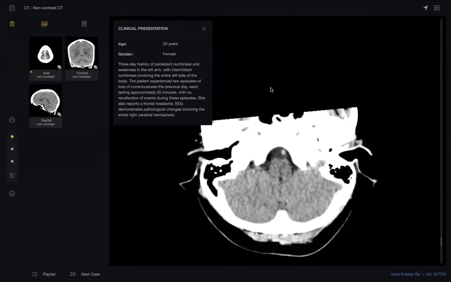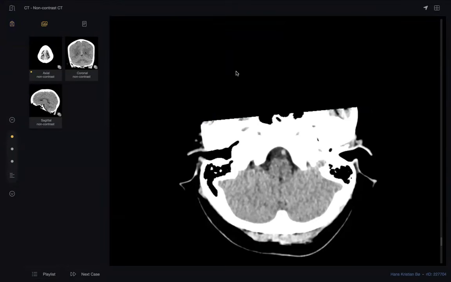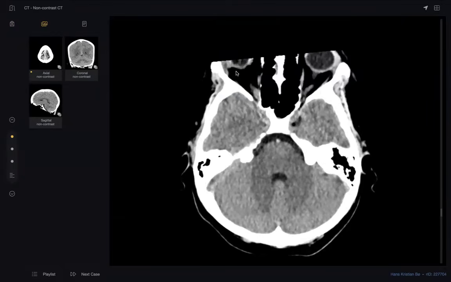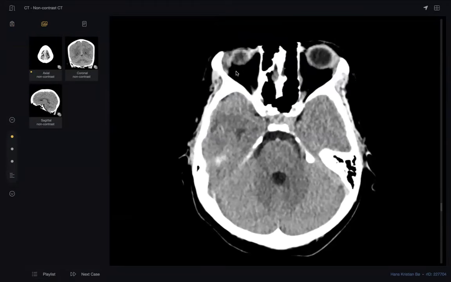A 20-year-old female patient presented with a history of 3 days of persistent numbness and weakness in the left arm. She underwent CT. Please, candidate 6, keep 5-minute timing, and at 4 minutes, tell us there is 1 minute remaining. At 5 minutes, tell us to finish.